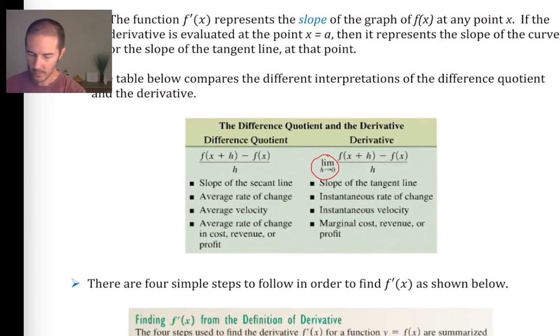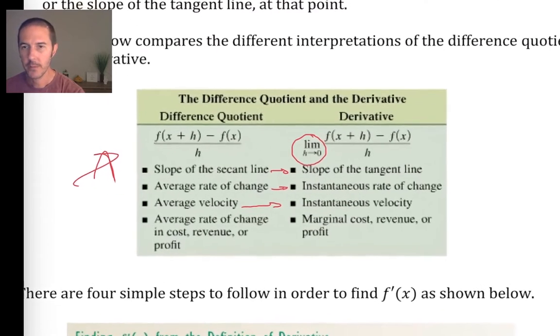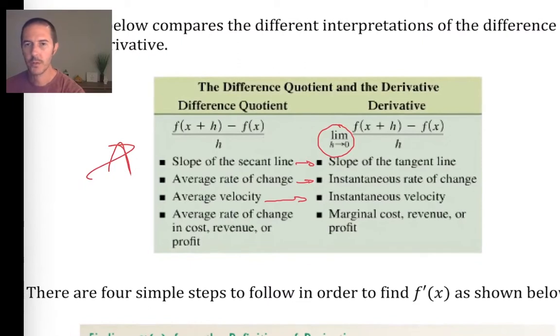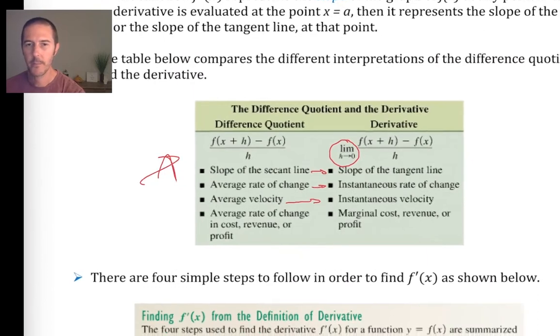So this box here is just showing the transition of what happens as we apply the limit to the difference quotient. The slope of a secant line becomes the slope of a tangent line. Average rate of change becomes the instantaneous rate of change. Average velocity becomes instantaneous velocity, and as applies most specifically to the business world, your average rate of change in cost or revenue or profit is going to become the marginal cost or revenue or profit. And again, we'll see an example of that in a little bit.